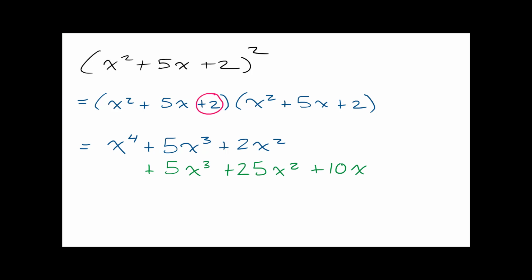Okay, finally, 2x. So let's take 2x and multiply it by x squared. So 2x squared, let's write it underneath the other x squared terms. 2x times 5 gives me plus 10x, and 2 times 2 gives me plus 4.